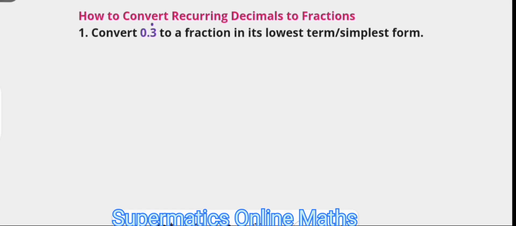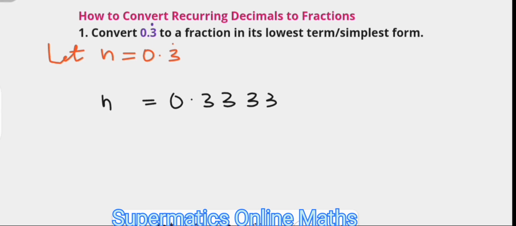To convert recurring decimals to fractions, it is super simple. Just follow through to the end. Now, the first one is 0.3 with the 3 recurring. First, we can let n be the recurring decimal 0.3. This simply means that n is equal to 0.33333 that continues on like that. We call this equation 1.